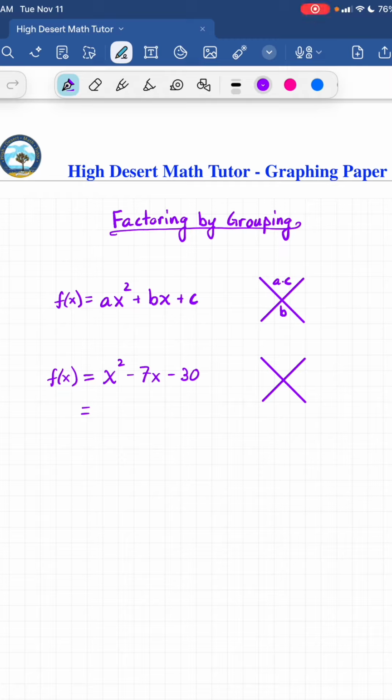Due to time, I'm not going to give much explanation. I'm just going to run through factoring by grouping using the X method. So we want to multiply A and C and put that number on top.